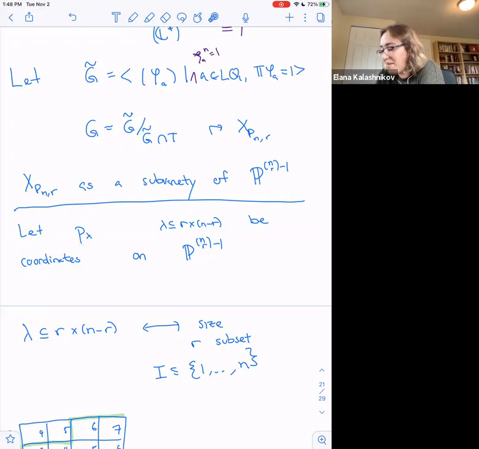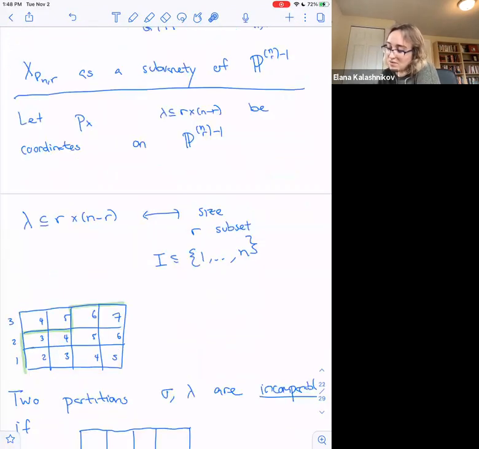So I'm going to let p lambda, where lambda is a partition, be the coordinates on this projective space. You may normally think of Plücker coordinates as being indexed by subsets of 1 to n, but this is really the same thing. If you have a partition sitting inside an r by n minus r dimensional box, then it corresponds to a size r subset of 1 to n.